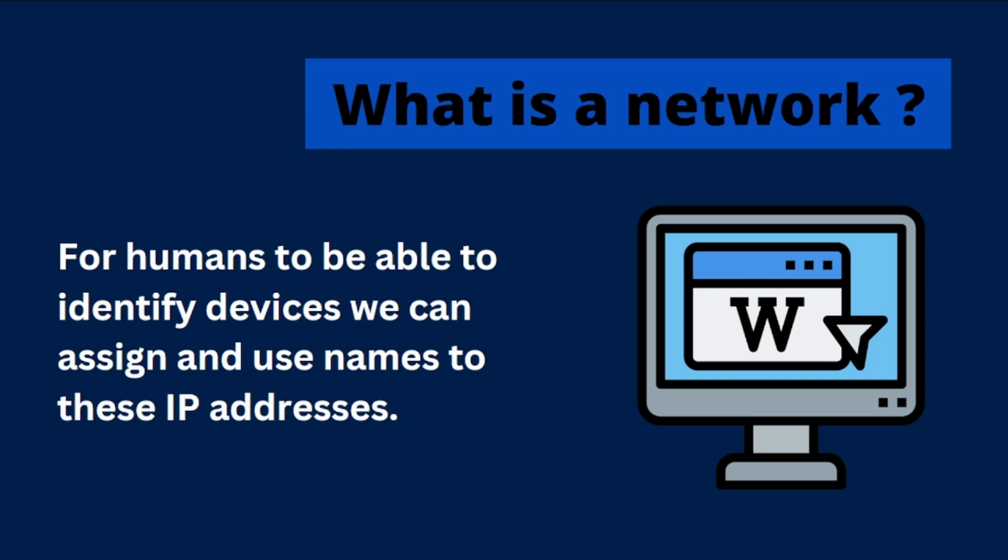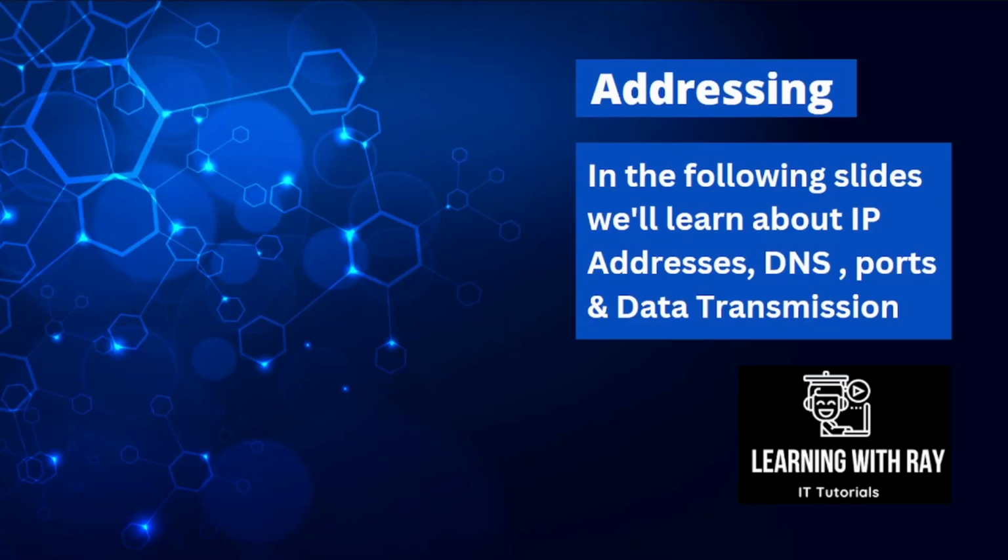Think of wikipedia.com. If I were to ask you what's the IP address of wikipedia.com, chances are you don't know the Wikipedia server IP address. However, if you wanted to access Wikipedia, you simply type wikipedia.com in the web browser. In this case, we assigned a name to an IP address to make the identification process a whole lot easier for us humans. In the following slides, we'll learn more about IP addresses, DNS, ports, and data transmission.